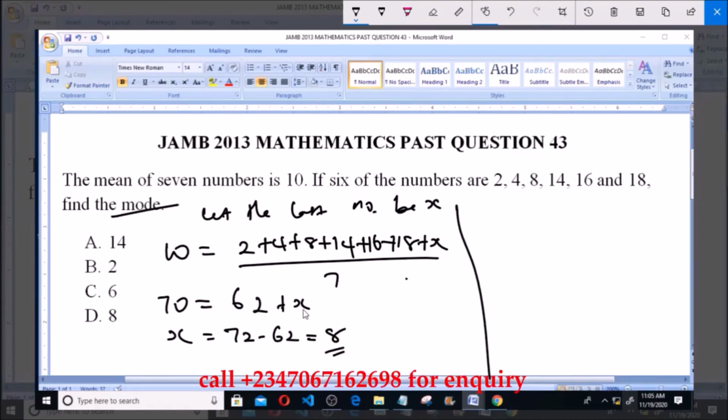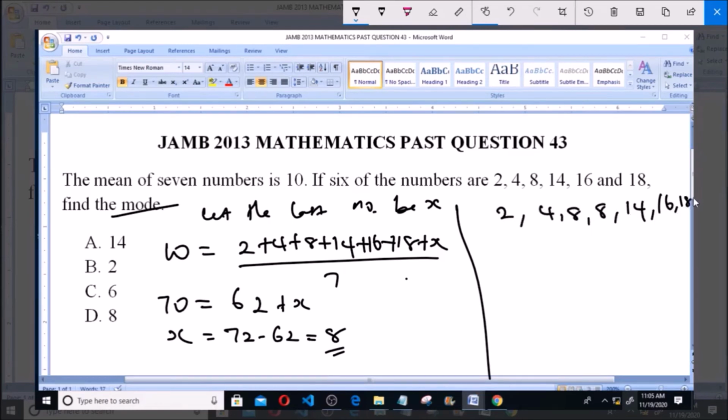Now since we know that the last number is 8, that means the 7 numbers are 2, 4, 8, 8, 14, 16, and 18. Now the mode is the number with the highest frequency. The mode is 8, because 8 is the number with the highest frequency, which is 2. So the answer to this question is option D, 8.